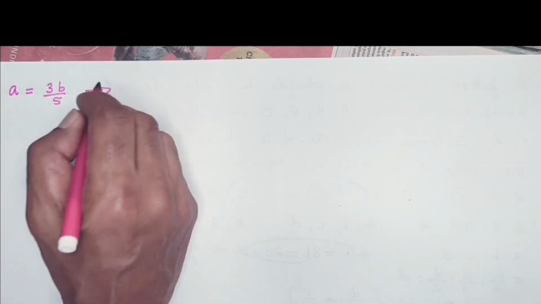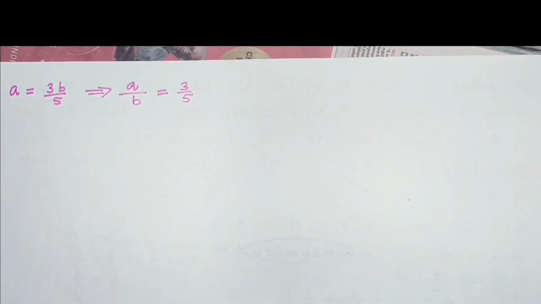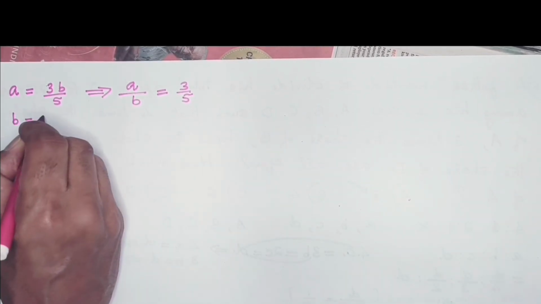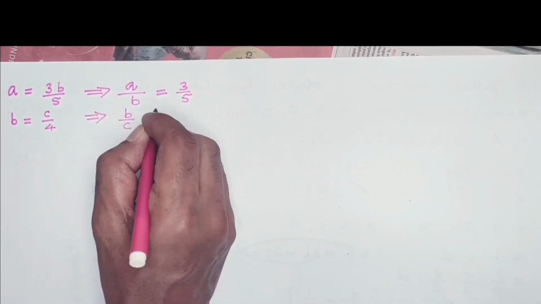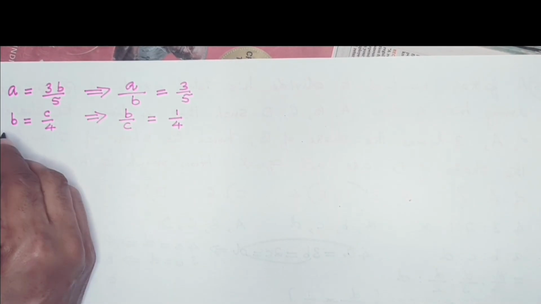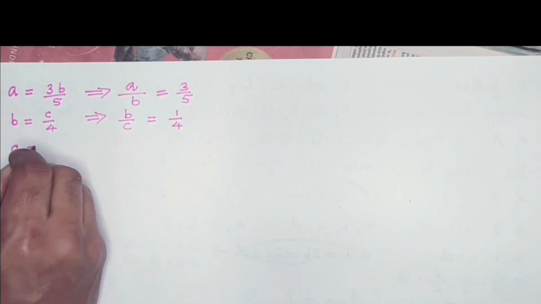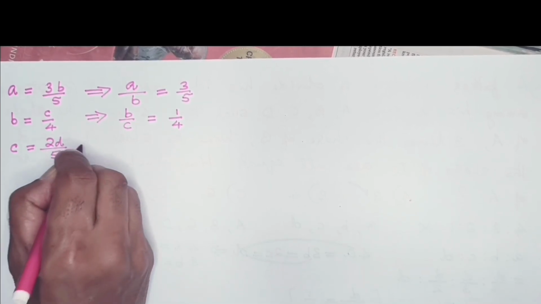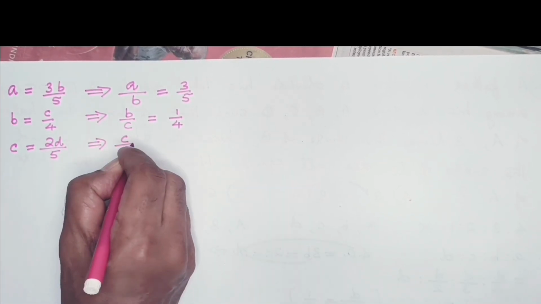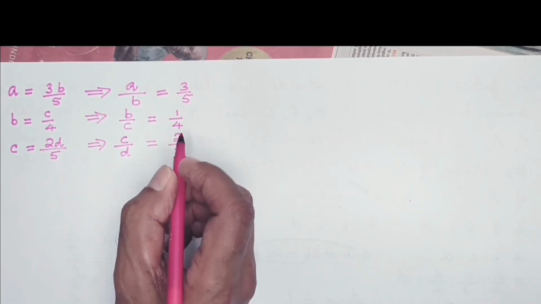Like we did before, B I am bringing to the left side and you will be getting 3 by 5. Then the second equation, B equals C over 4. This is B divided by C equals 1 over 4. C I am taking to the left side. Similarly, the last one, C equals 2D divided by 5. This is same as C divided by D equals 2 over 5.